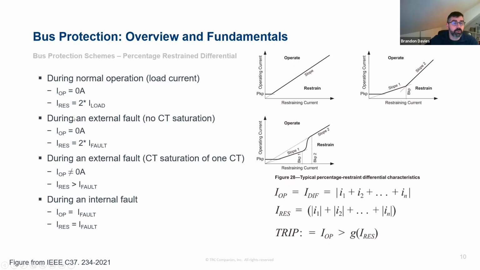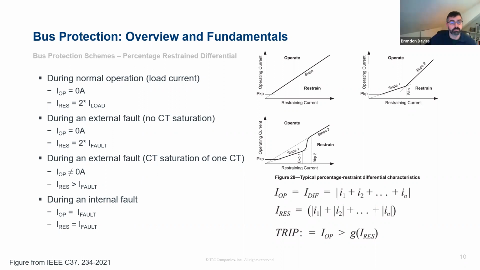So for an external fault with no CT saturation, so all the CTs are accurately reflecting the primary current or stepping down the primary current, it's the same thing. You're going to have 0 amps of current in your operate, and you're going to have 2 times your fault current because you're going to see the fault current coming into the bus and then leaving the bus, which is why you end up with that 2 times factor.